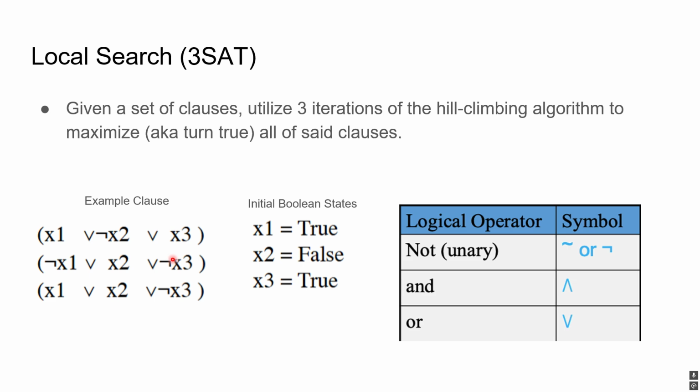So we have x1, and using the table over here, x1 or not x2 or not x3. We want that one to be true, we want this one to be true, and we want this one to be true. So we want to, if needed, change any of these Boolean states, that way it reflects and makes all of these clauses true. But we also want to minimize the number of changes that we make. So we'll check and compare each one on the next screen just to show the Boolean changes that we have to make. It'll make more sense when I run through the example really quickly.